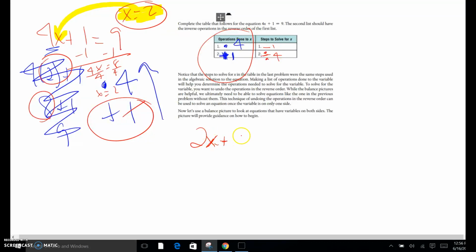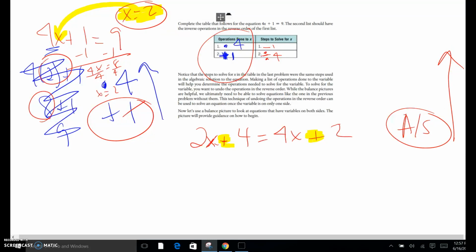But say I have 2x plus 4 on one side and 4x, say, plus 2 on the other side. So what you have to notice is if you have any type of adding or subtracting in the problem, then when you undo order of operations, you are at the adding and subtracting stage of life. So you have to start with this and work your way backwards. So the goal is this.